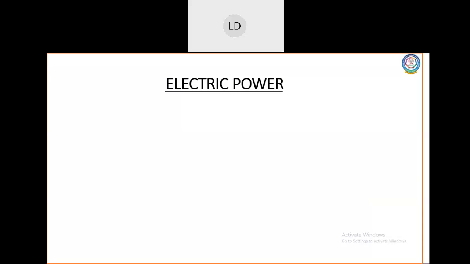So with this we are moving on to what is called electric power, and also we are going to discuss electrical energy. So first let us talk about electric power. What is power? Generally, we define power as the rate of doing work. Rate of doing work is what you call power.